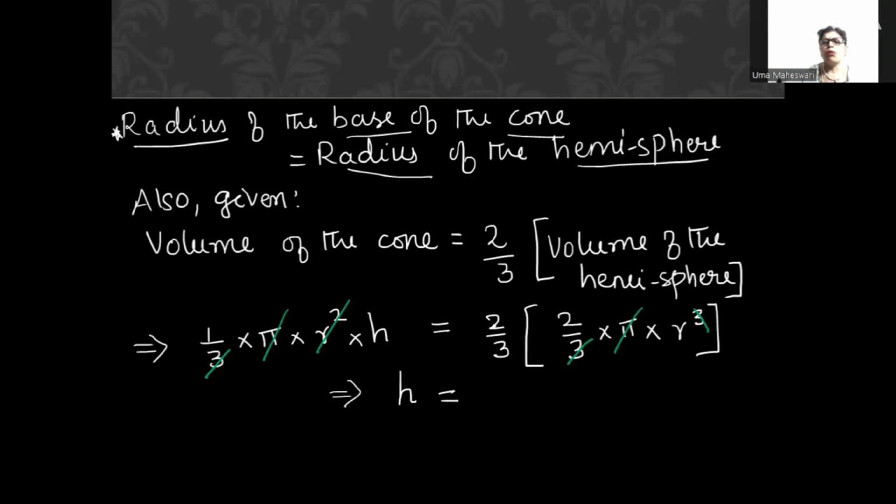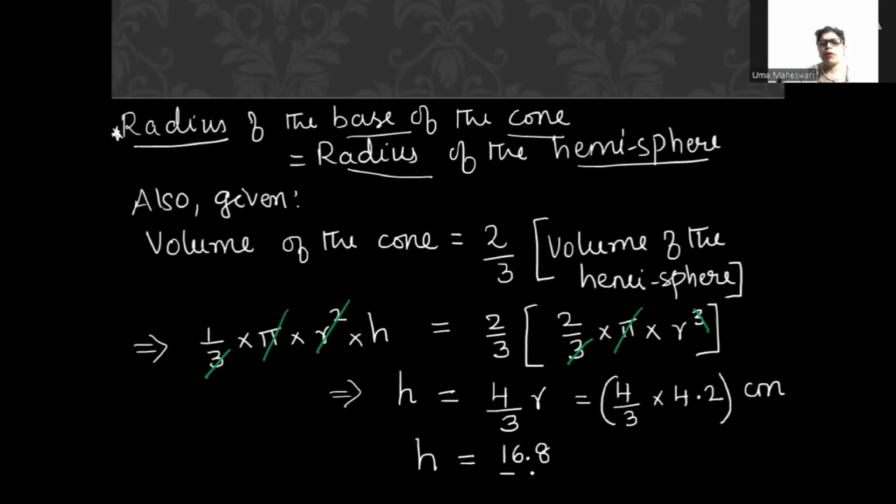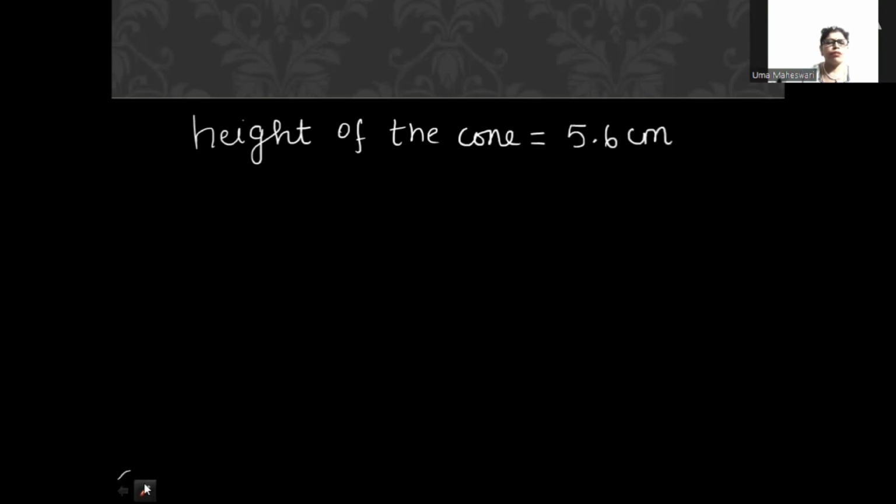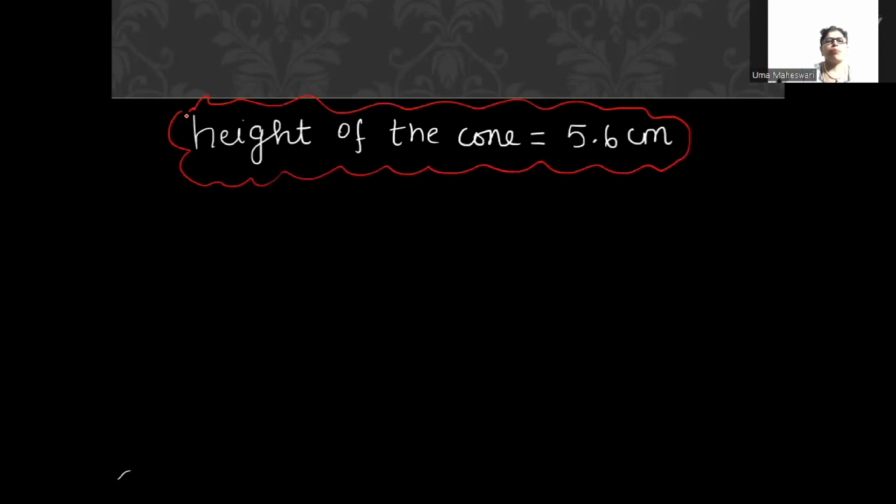Therefore, tell me what is left out here? Implies h is equal to 2 into 2, 4/3 into r. In the problem, it is given that r is 4.2 centimeters. Therefore, what is h? 4 into 4.2, which is 16.8 divided by 3. That is equal to 5.6 centimeters. Therefore, the first question, height of the cone. Height of the cone is equal to 5.6 centimeters. This is the first answer, children. Right? Height of the cone is 5.6 centimeters.